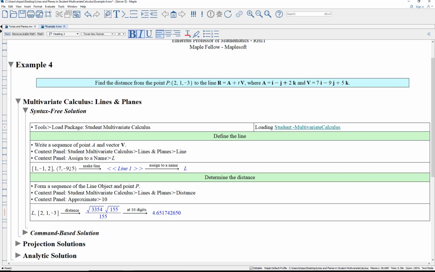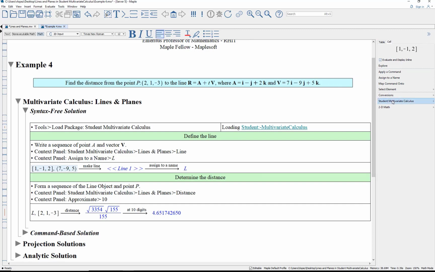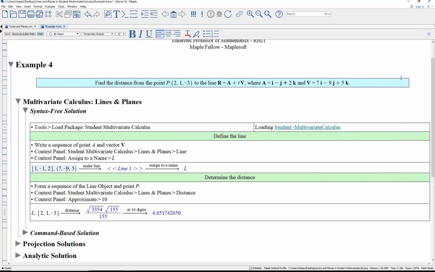Right click. I'm sorry, not right click. Context panel, Student Multivariate Calculus, Lines and Planes. Make the line. You get the line object and give it the name L using assign to a name. Then write the name of the line and the point whose distance to the line you want to compute.